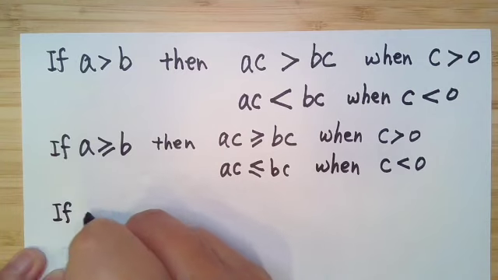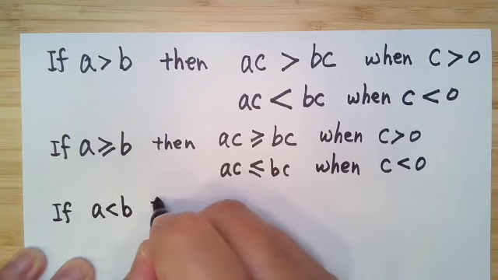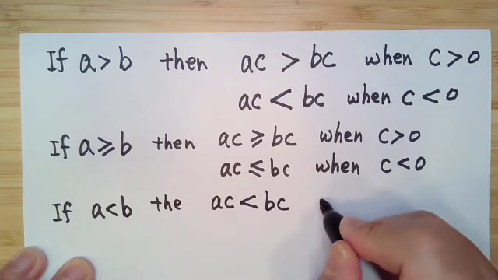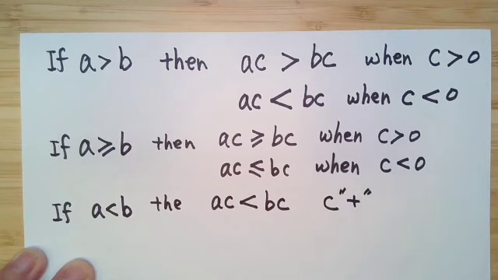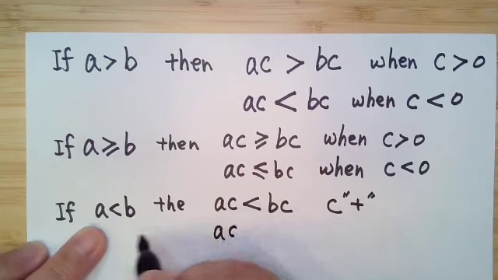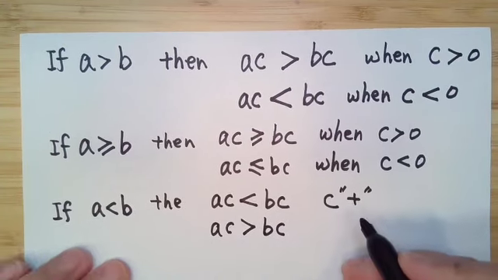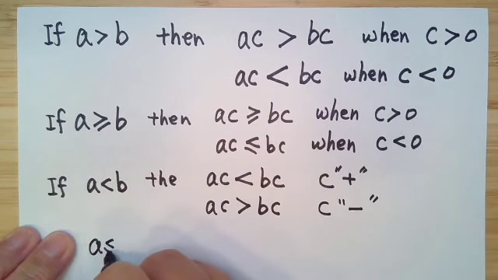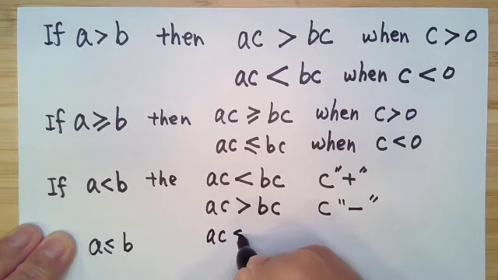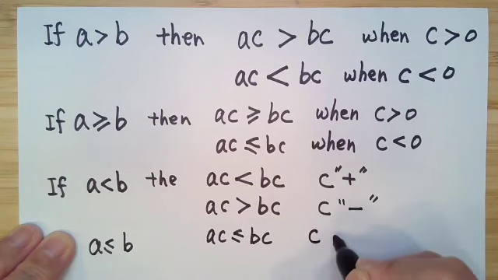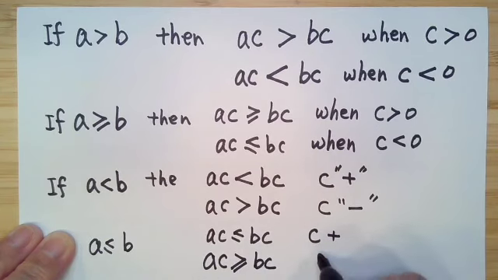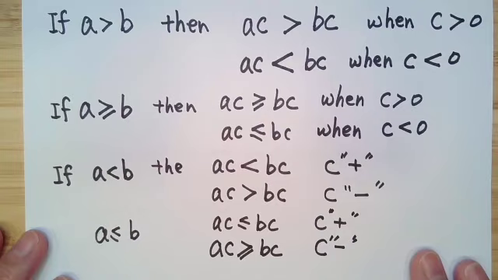Now, next one. If A is less than B, then AC is less than BC when C is positive. I just read that, it's easy. And I change the direction of the inequality when C is negative. All right, now the same thing, if A is less than or equal to B, then AC is less than or equal to BC when C is positive, and AC is going to be greater than or equal to BC when C is negative. I don't really need to write everything here, but I still did.